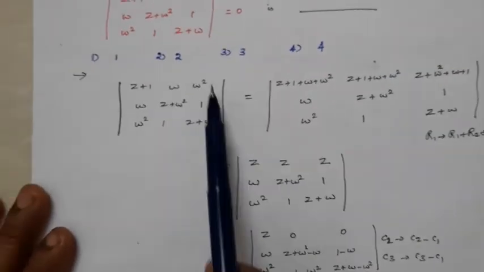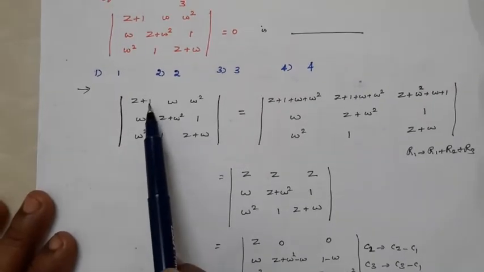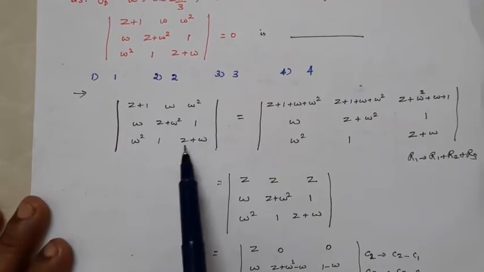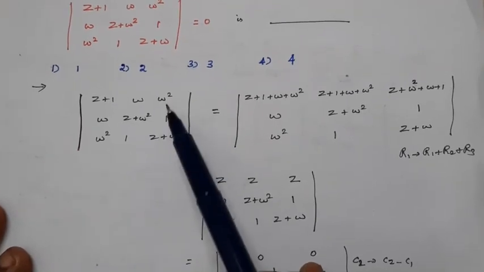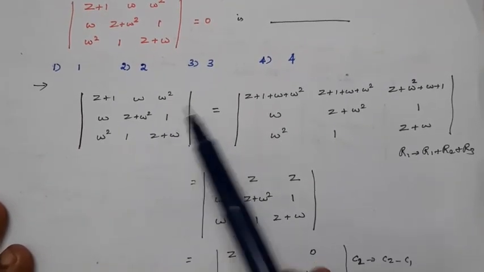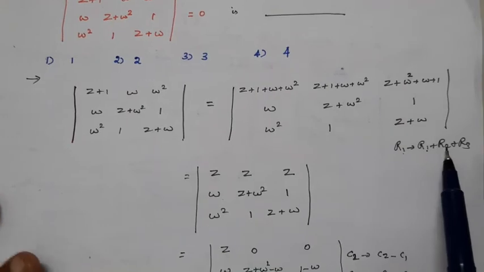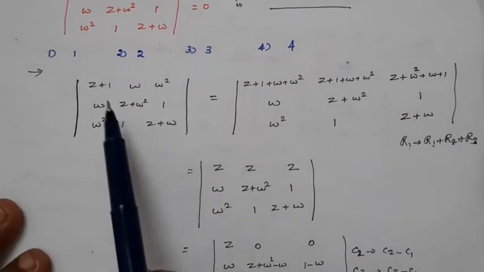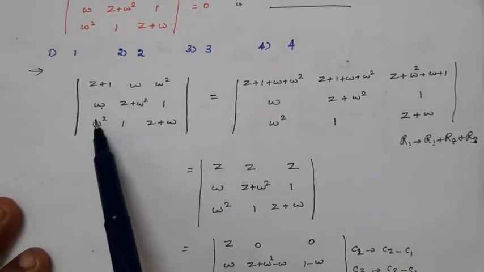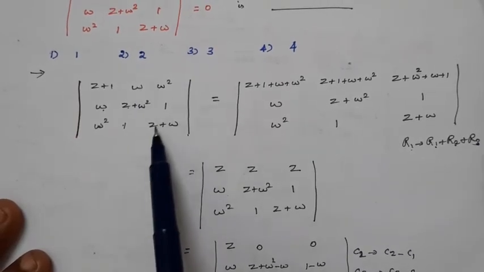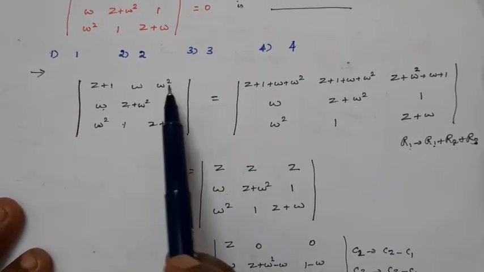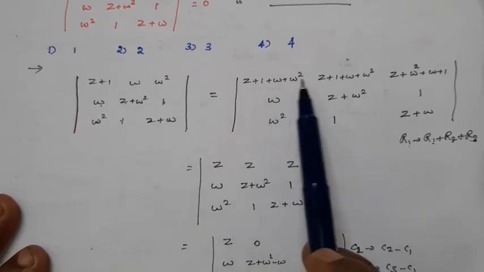So let us take the given determinant. As we have 1, omega, omega squared in each row, let us do a row-wise operation. R1 goes to R1 plus R2 plus R3. We have Z plus 1 plus omega squared, again here Z plus 1 plus omega squared, again here Z plus 1 plus omega squared. So the first row becomes like this.